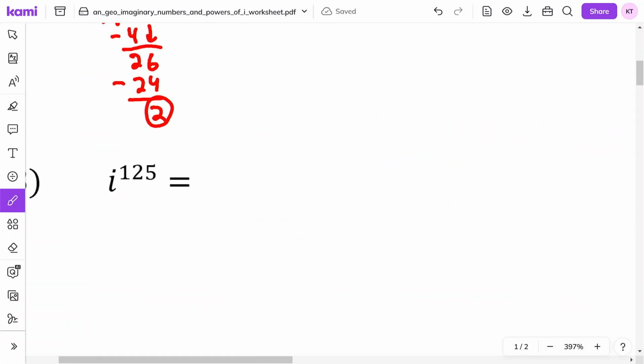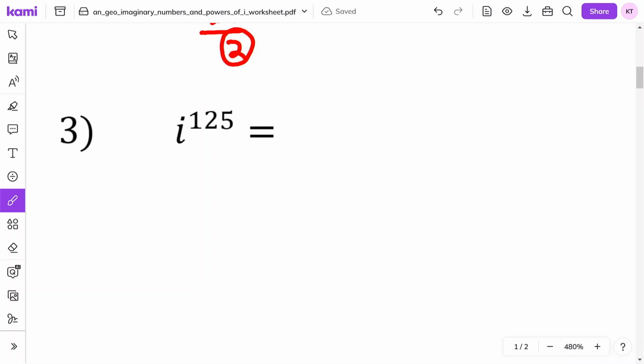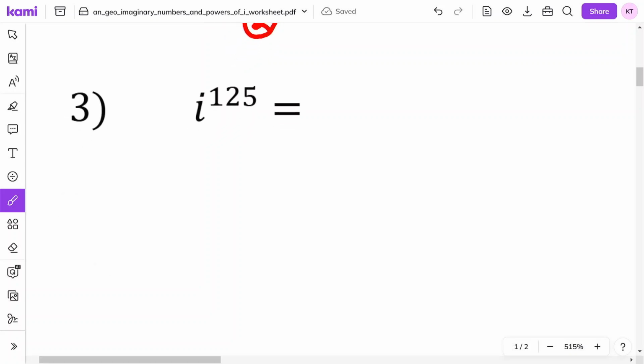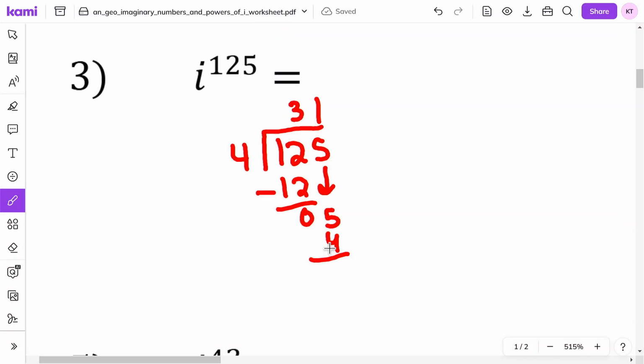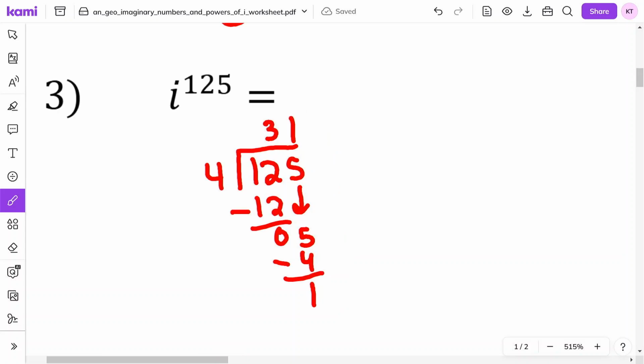All right, moving on to our third example. I have i to the power of 125. Again, set this up the same way. I will have 125 divided by 4. That's going to give me 3 here. 12, 0, bring down the 5. Then that gives me a 1. Subtract the 4, I get a 1. So I have a remainder of 1 here. So i to the power of 125 is the same thing as i to the power of 1, which is just going to be equal to i.